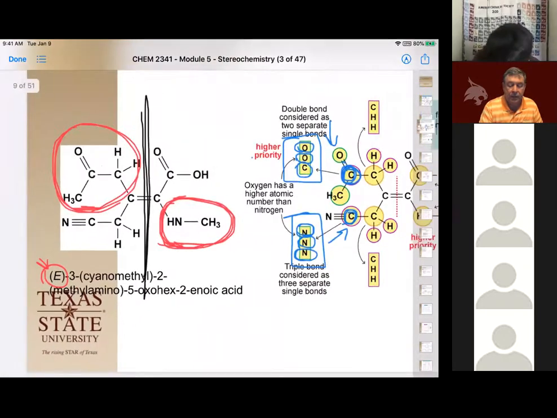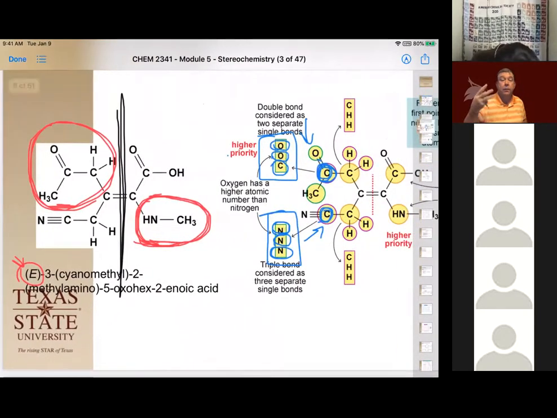All right. So that's E and Z, and those are the 3 rules. So go ahead and write those 3 rules down. Atomic number first. If atomic number doesn't do it, what is it connected to? The highest atomic number on those wins. If that can't solve the problem, then you go and use the multiple bond rule, which is rule number 3. Each bond to an atom counts, okay?